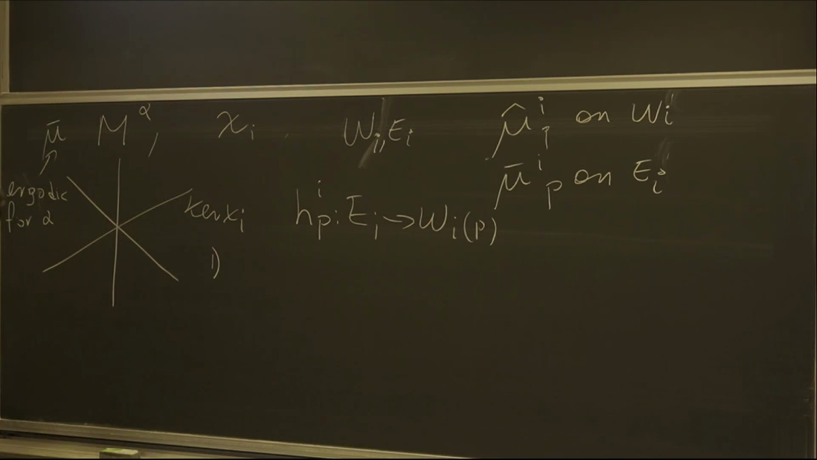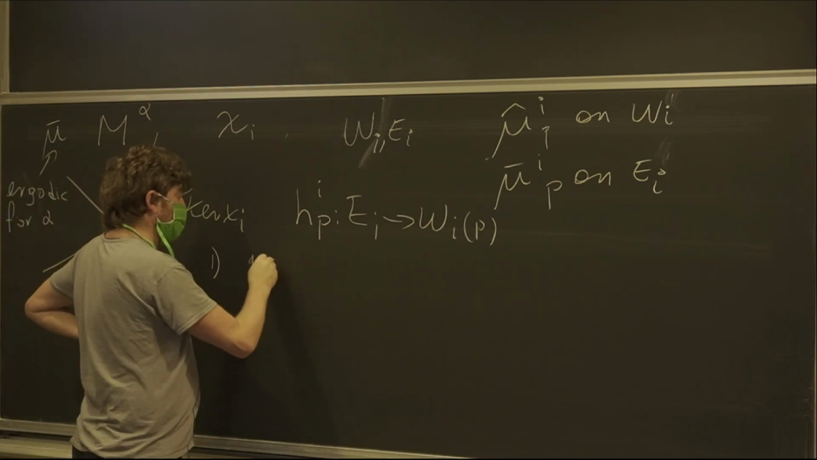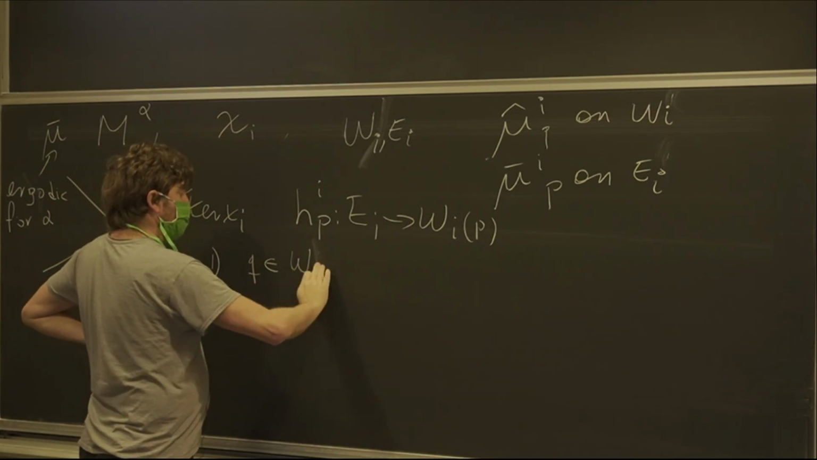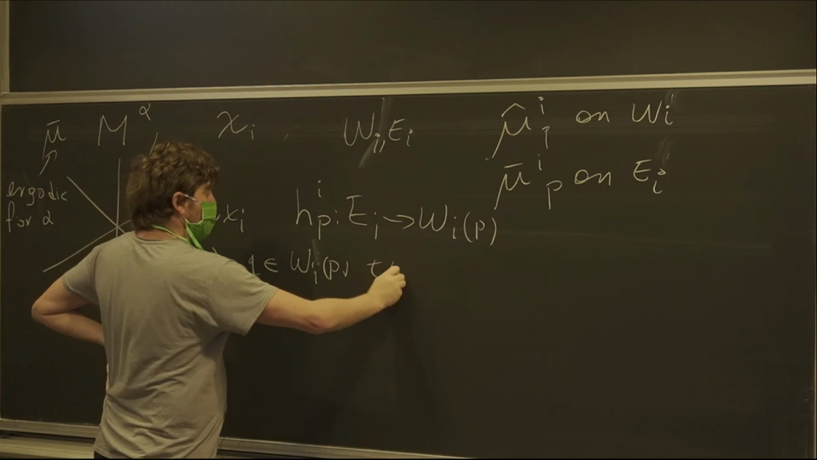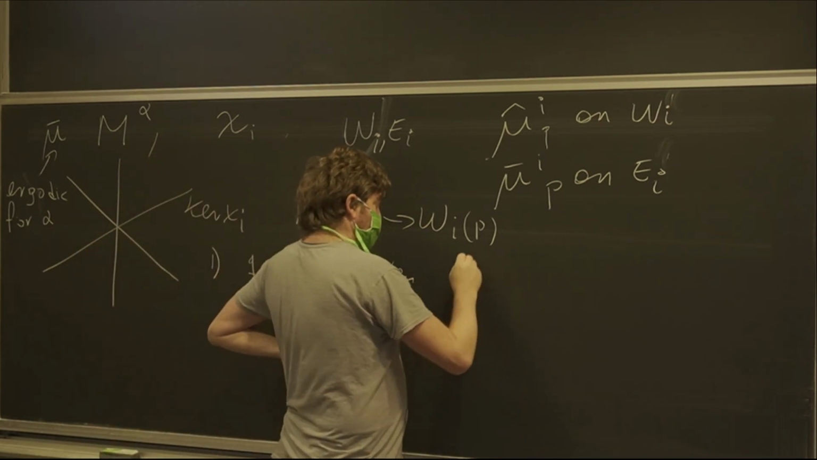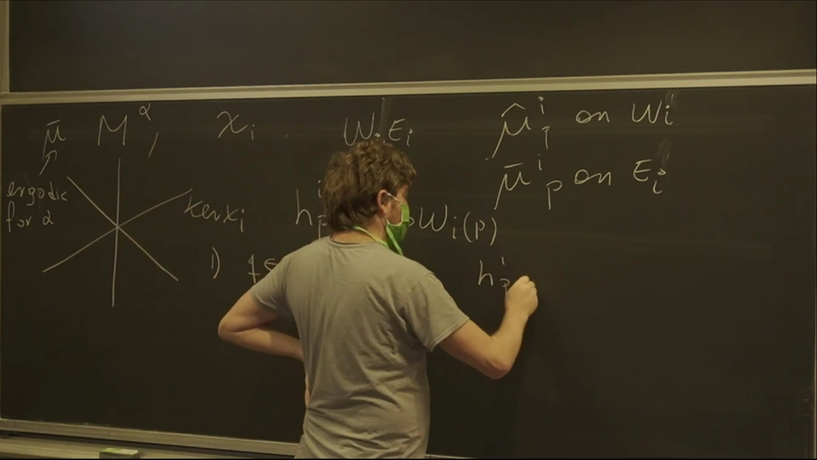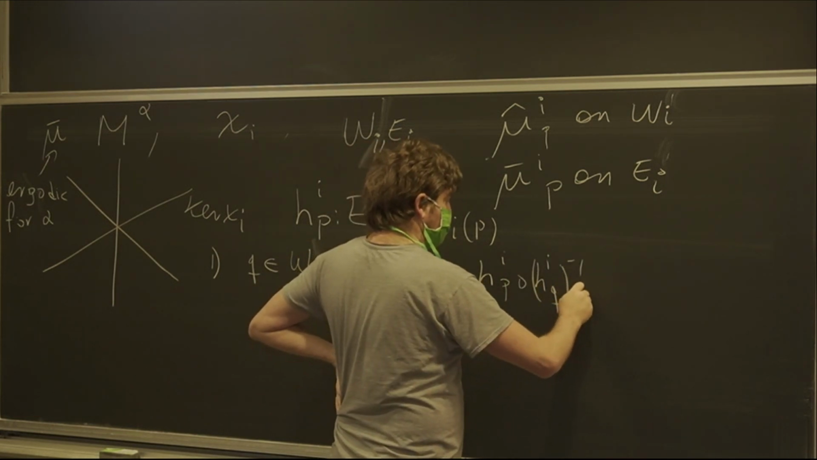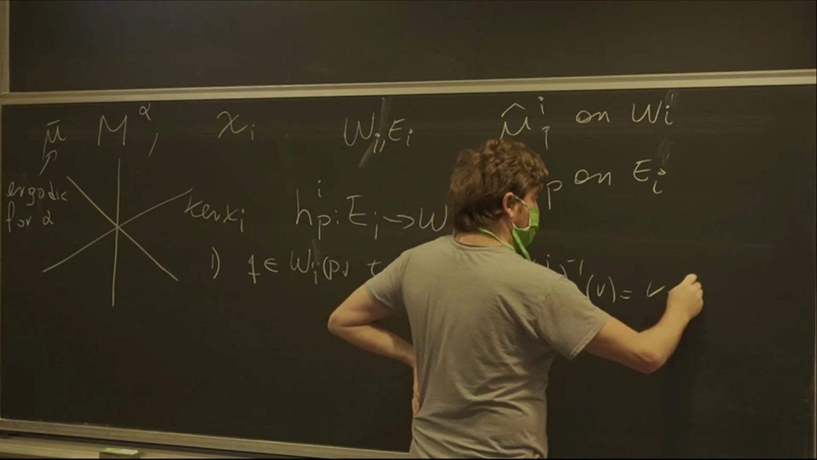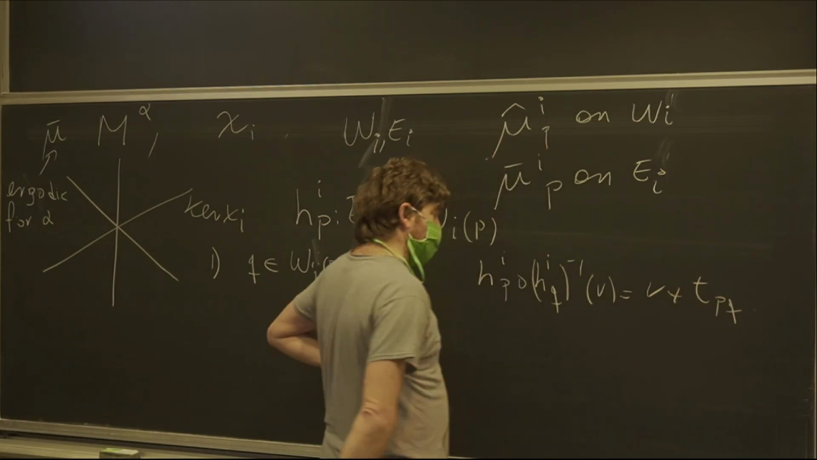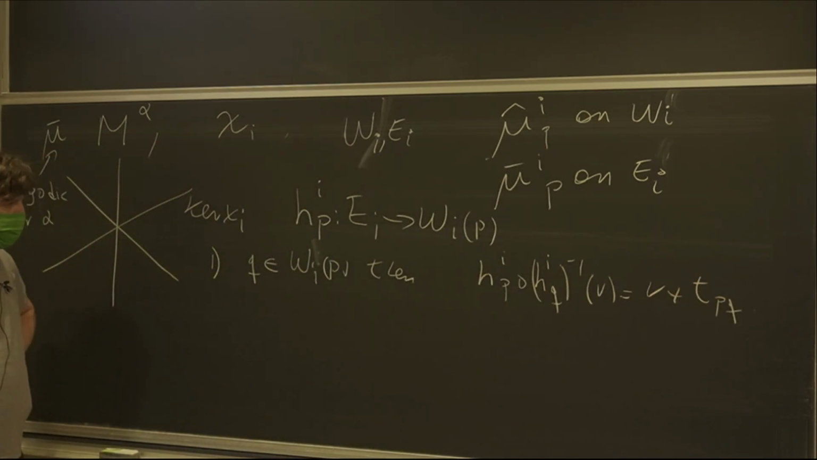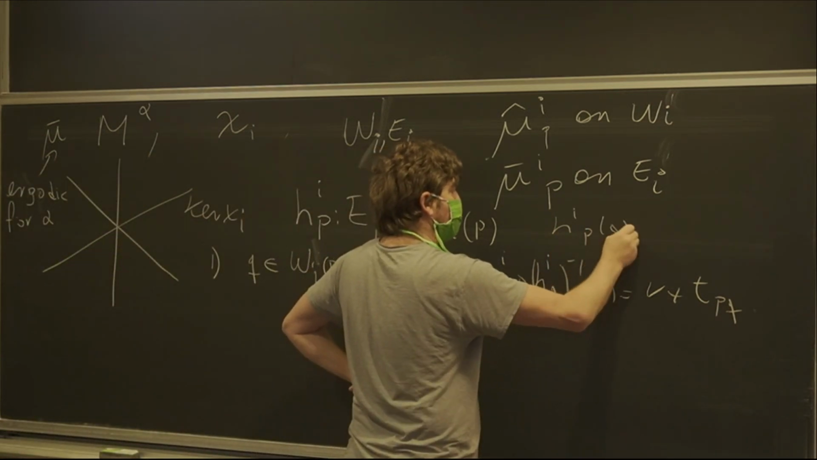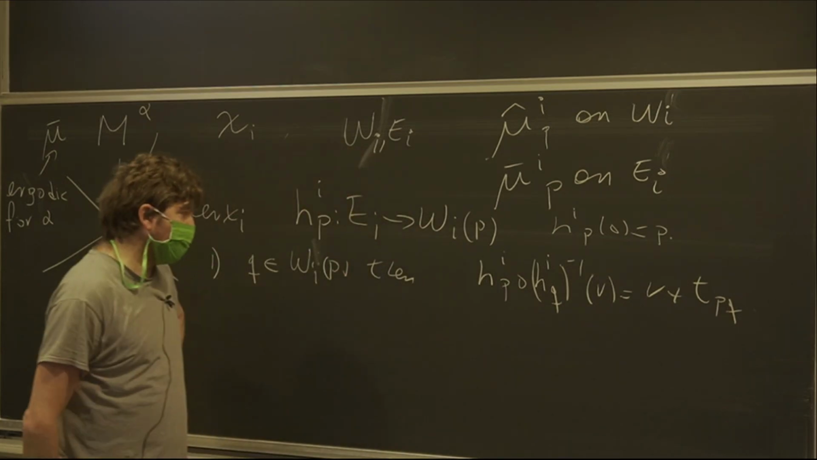Then we have that if Q belongs to W_i^P, then the change of coordinates is a translation. Always, just to emphasize, 0 is going to P.